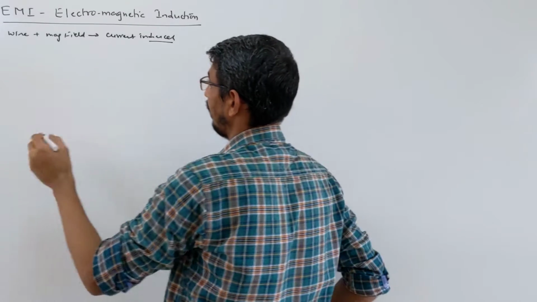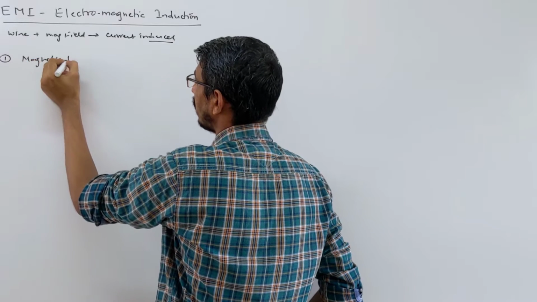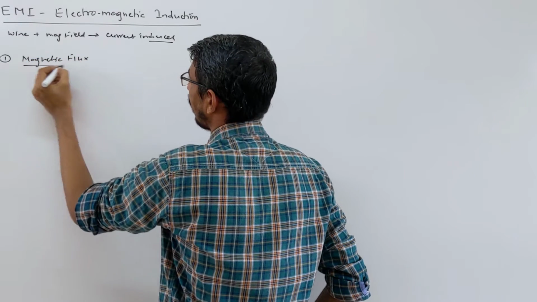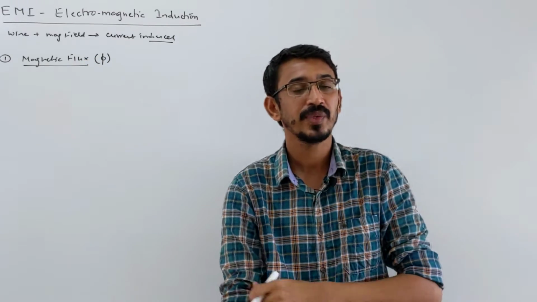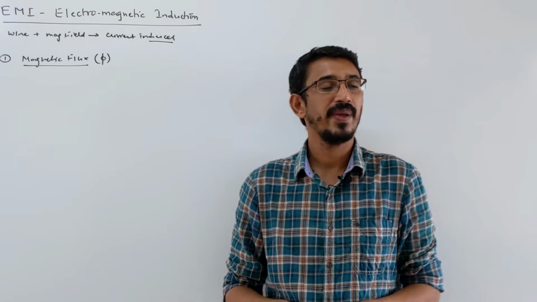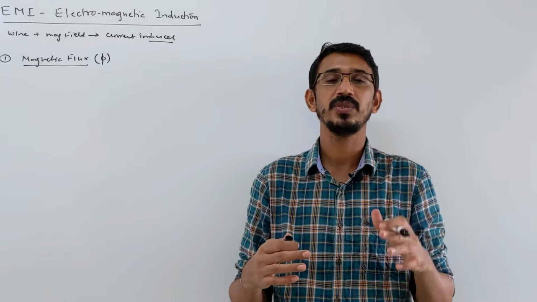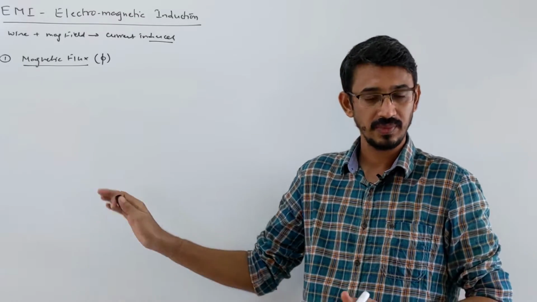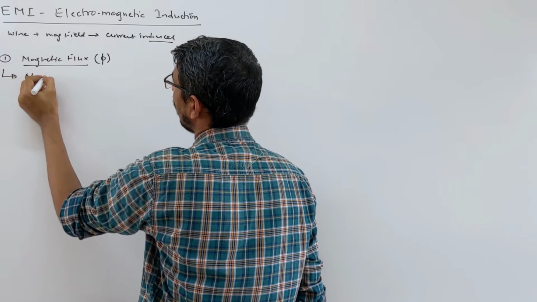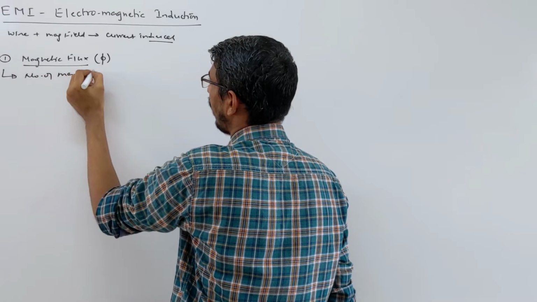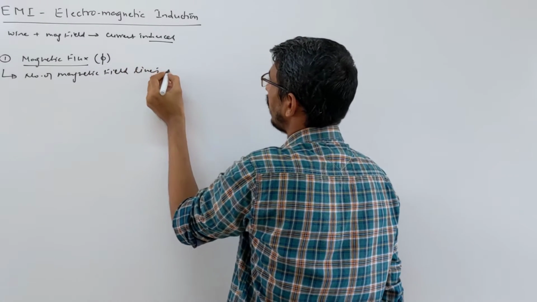Before we start, what is EMI? We discuss some terms. One term is called magnetic flux. Like we have learned electric flux, exactly the same way we have magnetic flux. We represent it by the symbol phi. In electric flux, what is the definition? The number of electric field lines crossing a unit area. Exactly the same definition here: magnetic flux is the number of magnetic field lines crossing a unit area.